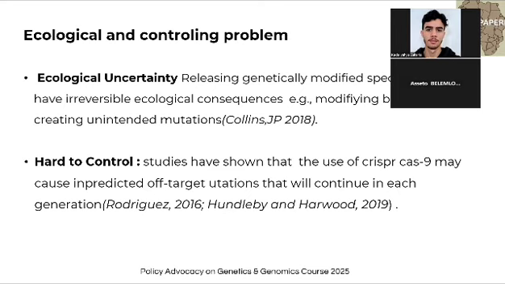From an ecological perspective, releasing genetically modified species could lead to irreversible consequences. According to Collins in 2018, altering the genes of insect populations may unintentionally modify their behavior or cause mutations we cannot predict. Technically, Rodriguez in 2016 and Handelsman and Harwood in 2019 found that CRISPR-Cas9 may create off-target mutations, unexpected DNA changes that are passed to future generations. This means once the gene drive starts spreading, we may lose control over its long-term effects on ecosystems.